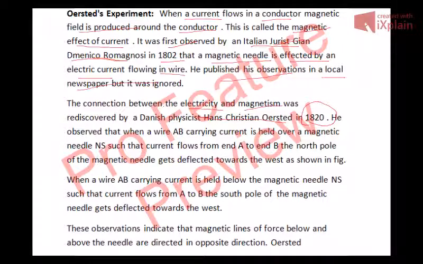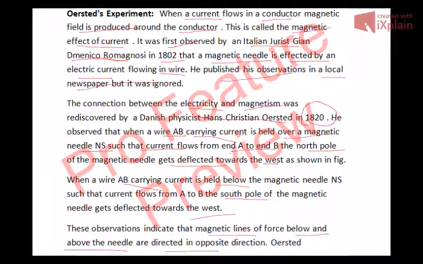He observed that when a wire AB carrying current is held over a magnetic needle NS, such that current flows from end A to end B, the north pole of the magnetic needle gets deflected towards the west, as shown in the figure below. When a wire AB carrying current is held below the magnetic needle NS, such that current flows from A to B again, the south pole of the magnetic needle gets deflected towards the west. These observations indicate that magnetic lines of force below and above the needle are directed in opposite directions.